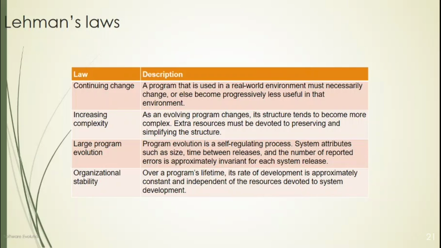Large program evolution: in a large system, you come across problems. The size and even the time taken to release the system will be more, and more errors may be reported than in a small evolution program. So this is the third law, which states that large program evolution is very difficult. It suggests that a large system has a dynamic of its own, and that is established at the early stage in the development process.